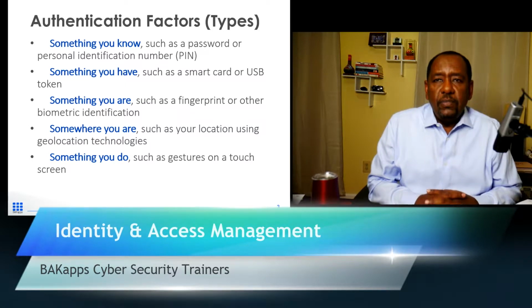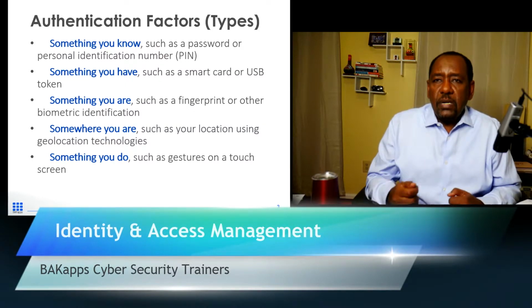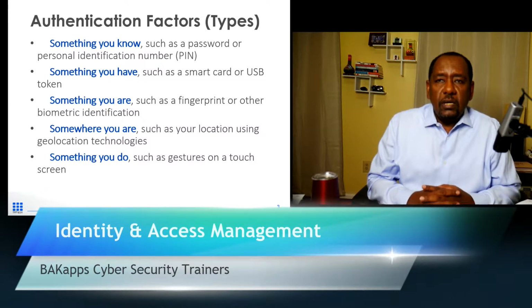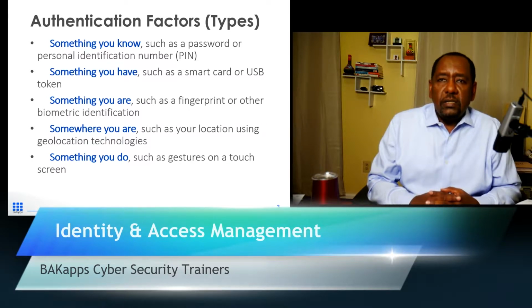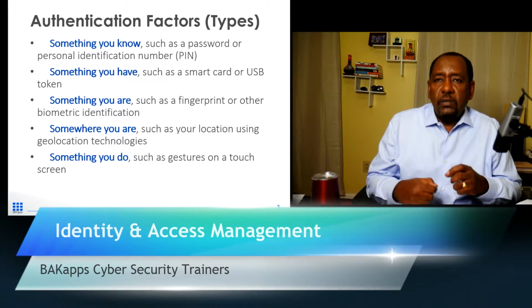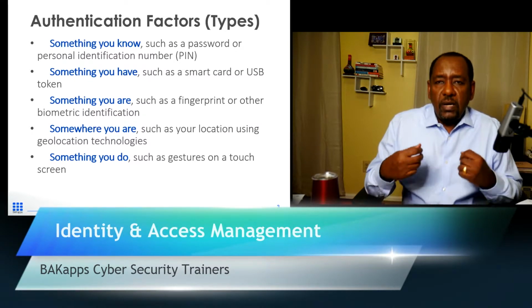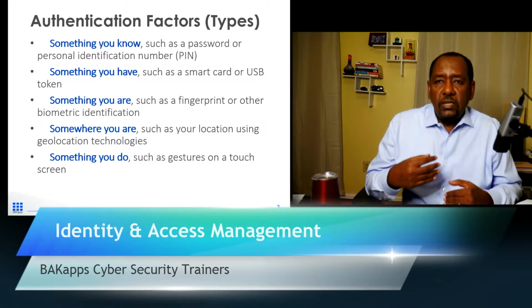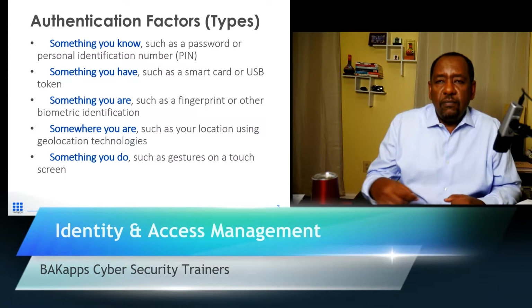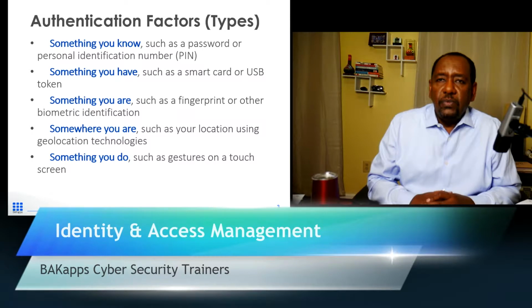Then we have what we call something you have, something like a smart card or a USB token. This is getting more popular. Most civilian and federal organizations have something called a PIV card, which has a chip on it, and you have to type your password. That's not sufficient. Additionally, the system asks for something you have. You have to present your PIV card.